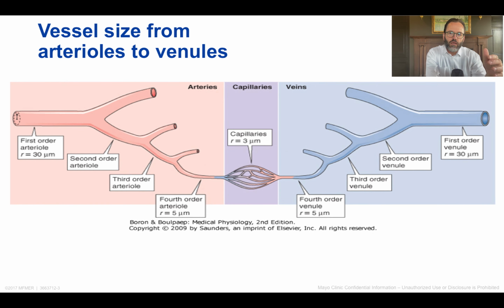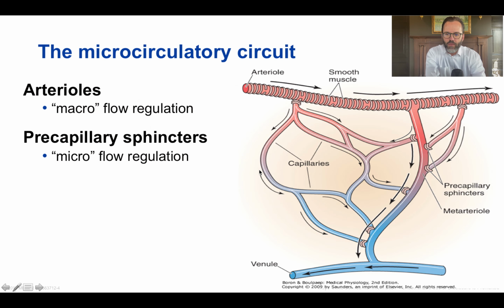Now, when we're looking at vessel sizes, we go from arterioles to venules with the capillaries in between. You can see here that the capillaries have a very small radius, 3 micron, roughly a tenth of the size of even a first-order arteriole. So extremely small to maximize diffusion capability and minimize diffusion distance.